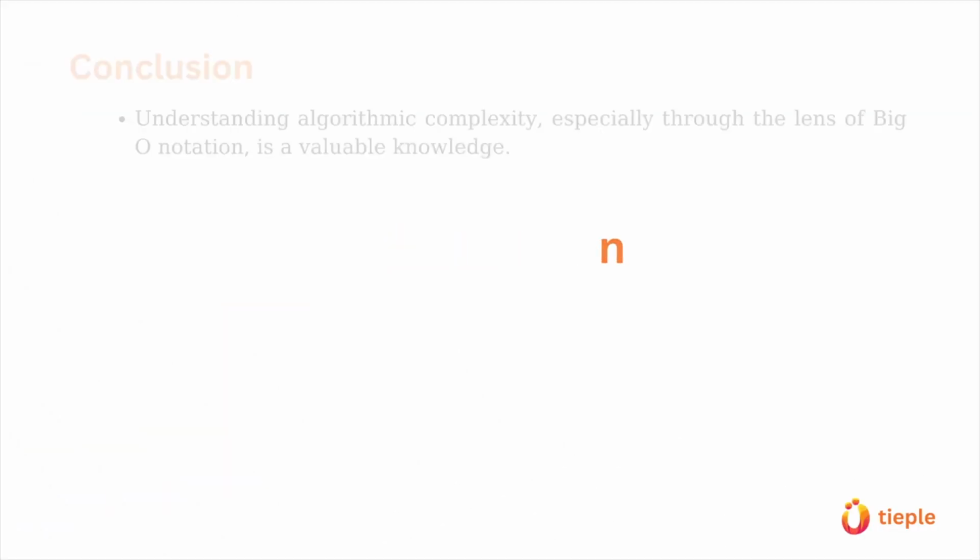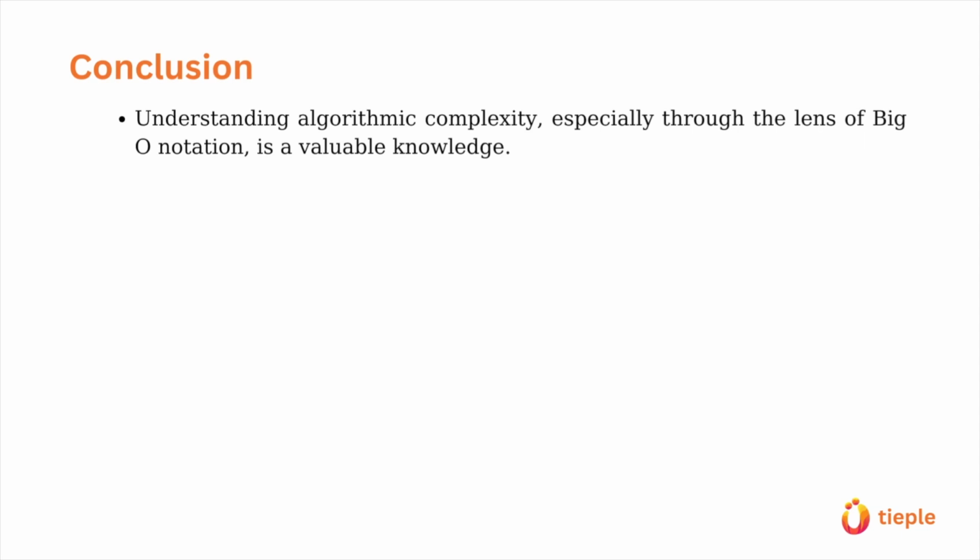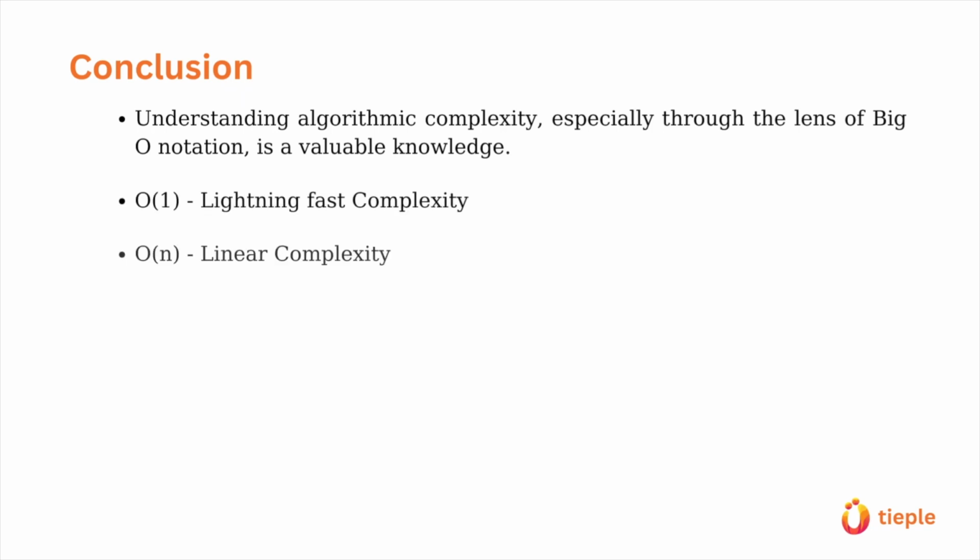Thus, to conclude, understanding algorithmic complexity, especially through the lens of big O notation, is valuable knowledge in the world of programming. We have explored various complexities, starting with the lightning fast order of 1, moving through the linear order of n, and diving into the efficient order of log n. Each notation tells a story about how algorithms perform as the input size changes.